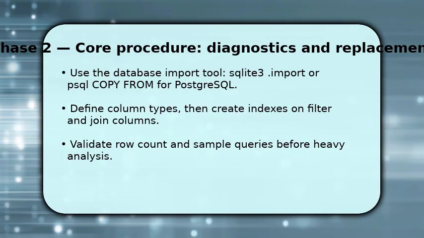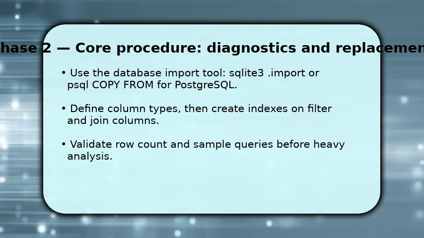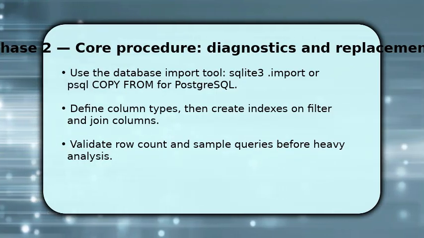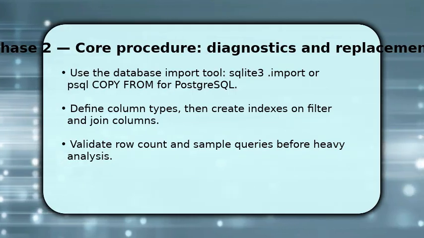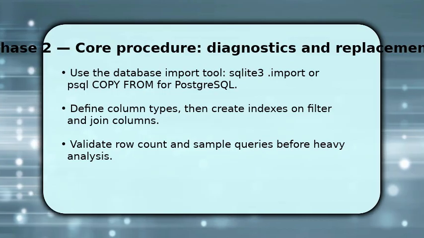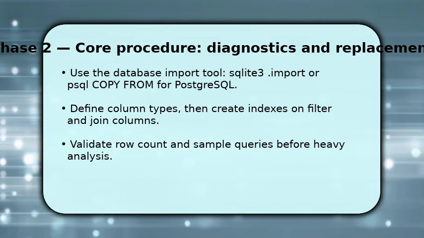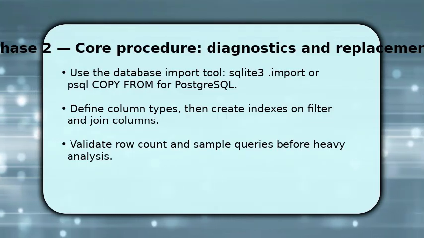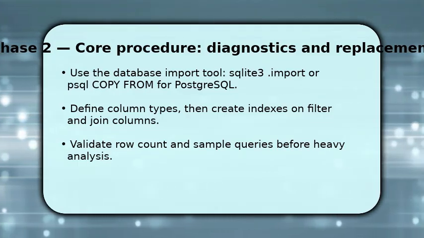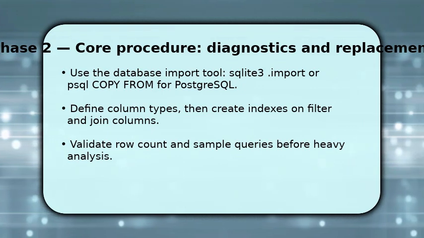While importing, explicitly declare column types so the engine stores values efficiently. Once imported, create indexes on the columns you will filter or join on. This makes queries fast. After indexing, run SELECT COUNT(*) and a few sample SELECT ... LIMIT 10 queries to validate data integrity, and adjust types or re-import only if you spot issues.